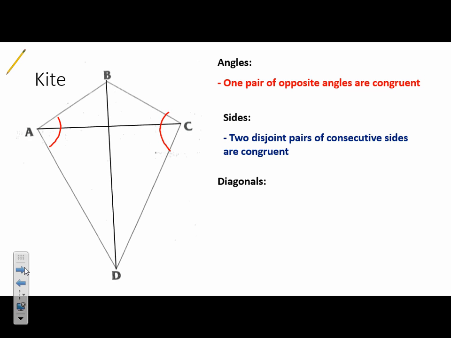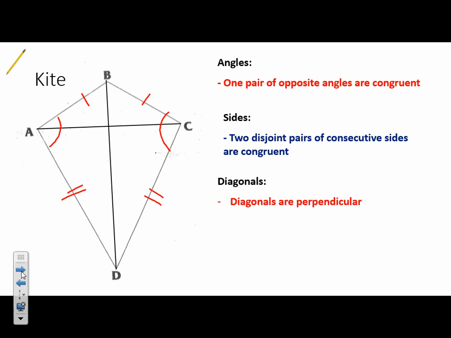Also, when it comes to sides, we're going to have two pairs or two disjoint pairs of consecutive sides that are congruent. So there are some congruent sides here, but it's not opposite sides. It's BA and BC up there will be equal, as well as AD and CD will be equal on our kite.